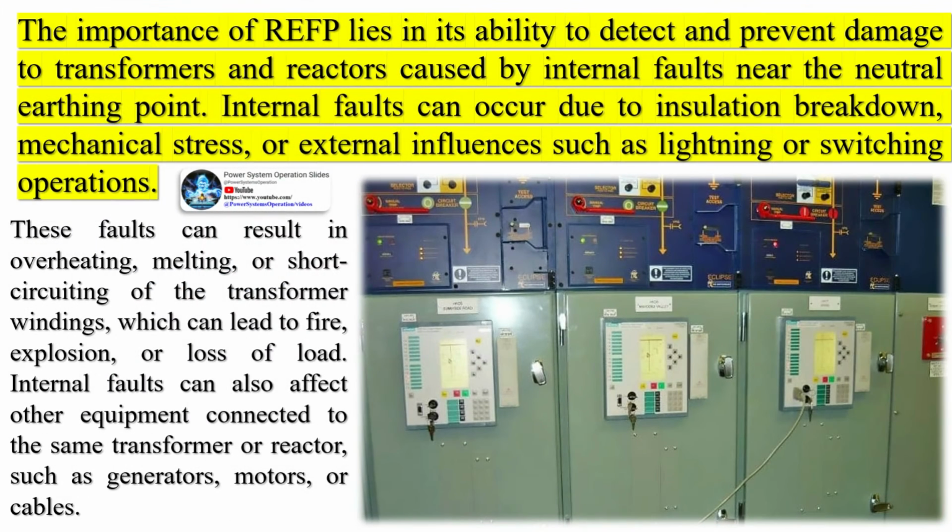The importance of REFP lies in its ability to detect and prevent damage to transformers and reactors caused by internal faults near the neutral earthing point. Internal faults can occur due to insulation breakdown, mechanical stress, or external influences such as lightning or switching operations. These faults can result in overheating, melting, or short-circuiting of the transformer windings, which can lead to fire, explosion, or loss of load. Internal faults can also affect other equipment connected to the same transformer or reactor, such as generators, motors, or cables.